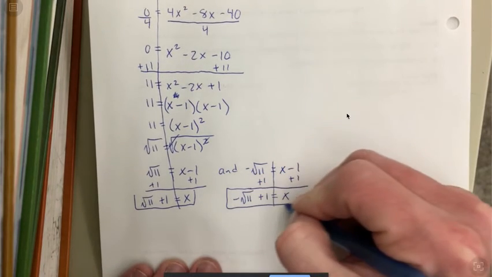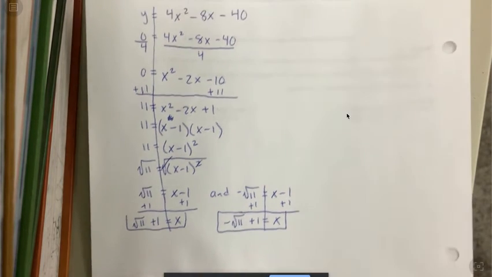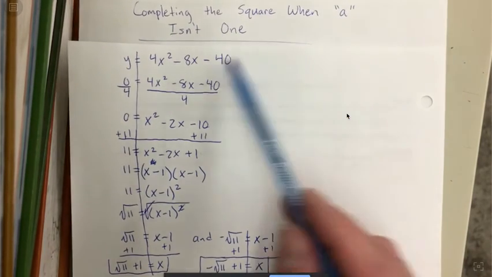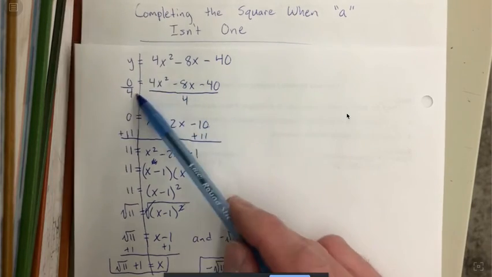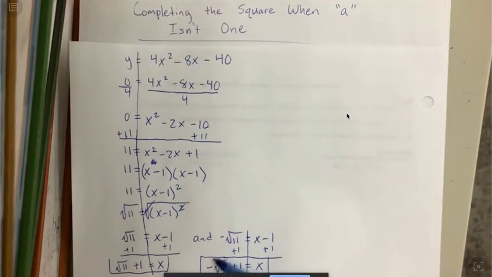And there we have it. So just to reiterate, when the number in front of x squared, the a value, isn't 1, just say, okay, what is it? Divide both sides by that value so that you're left with just an x squared, and then you're completing the square like normal.